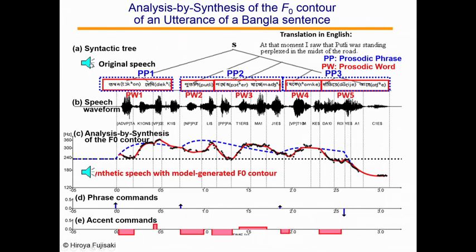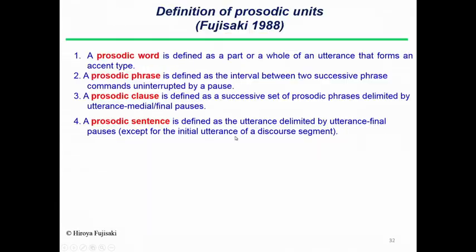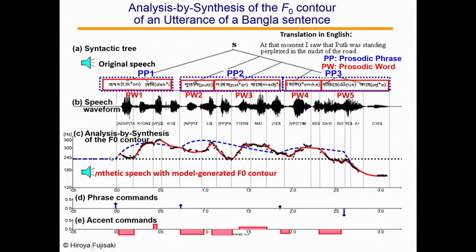Then what we have done is try to find out whether our generation contour, that is, the analysis-by-synthesis model, is correct or not. We extracted the F0 contour, which is represented by the black spots. Here there are black marks, and those represent the original F0 contour. And if you see, there is a blue line.